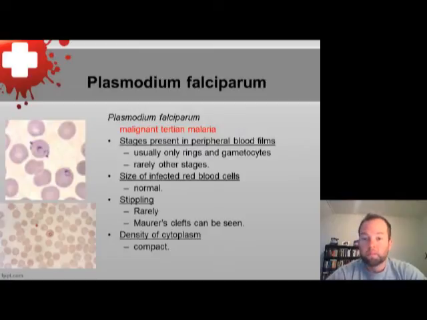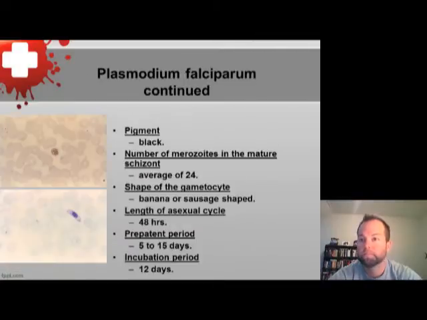The size of the infected red blood cell is normal, so you won't see an enlargement like you will on the first two species we talked about. You can see stippling. It's rarely present, and a unique feature of Plasmodium falciparum is a staining characteristic known as Maurer's clefts. The density of the cytoplasm is compact, which would result in a darker staining characteristic.